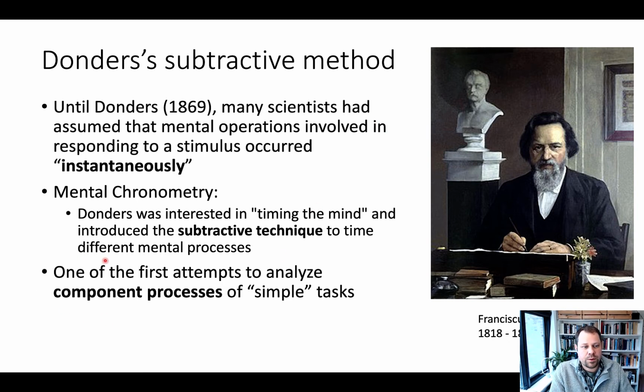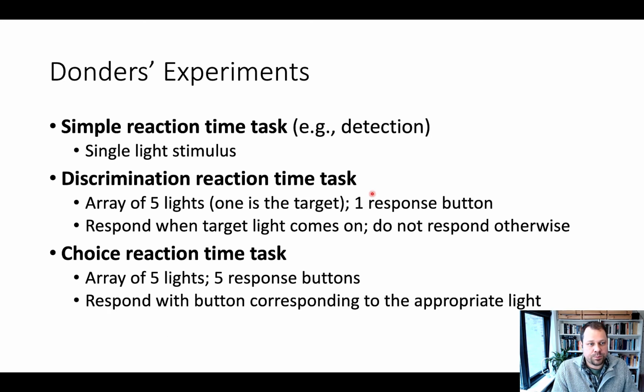So it was one of the first attempts to analyze basically component processes of simple tasks, and we're in a sense doing this now with very complex tasks such as decision making. So what did he do? So let's take a Donders-like experiment and imagine that you have an array of lights in front of you. Let's say there are 5 lights. They might have different colors, right?